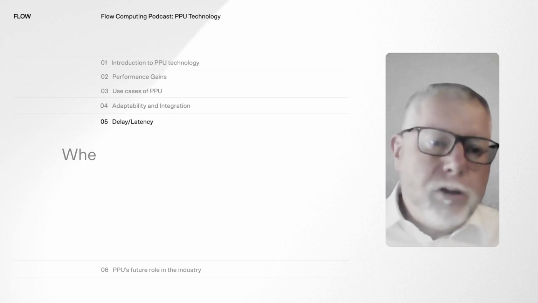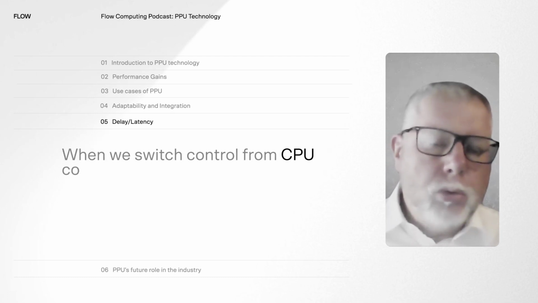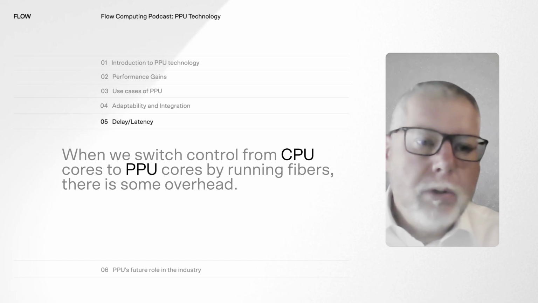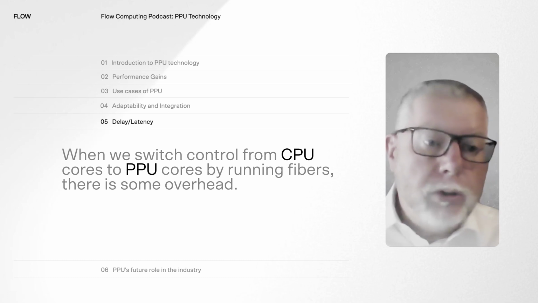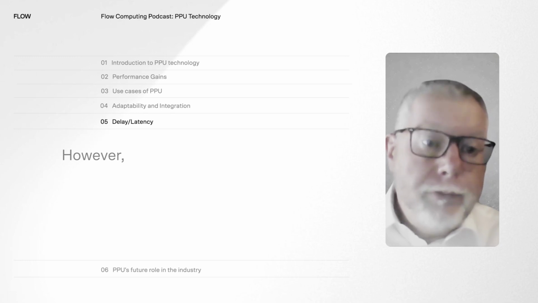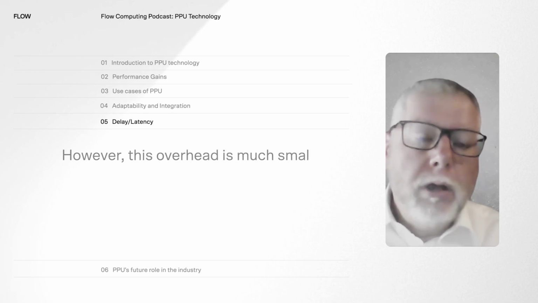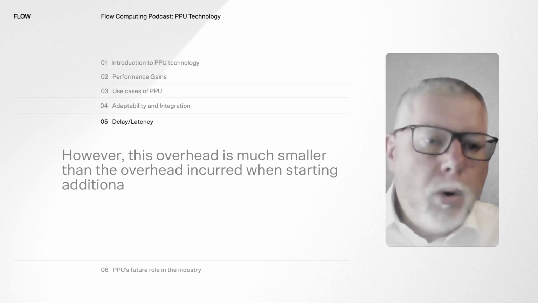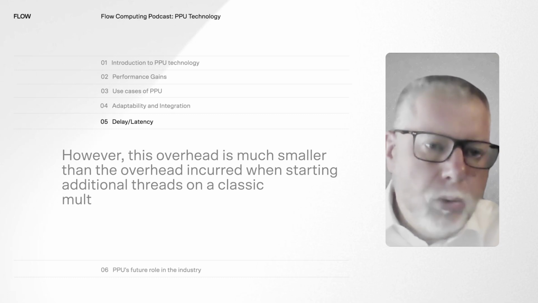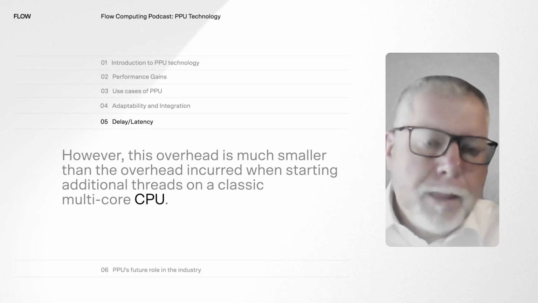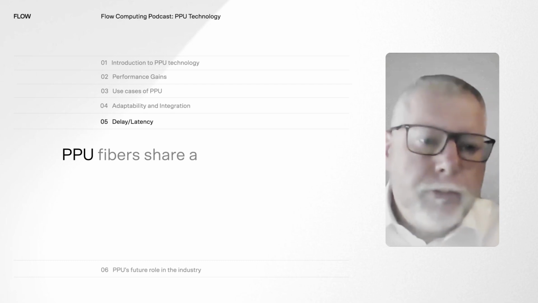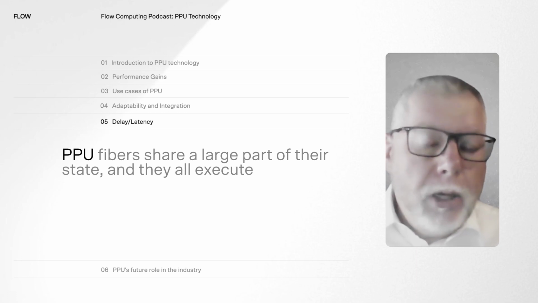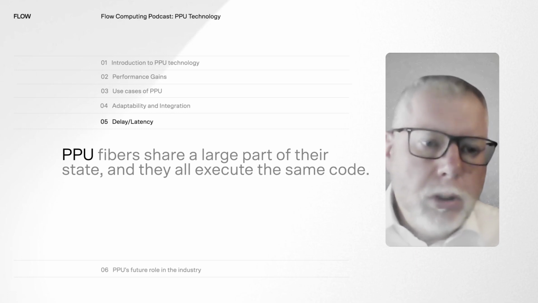So when we switch control from CPU cores to PPU cores by running fibers, there is a certain overhead. However, this overhead is much smaller than the overhead when we start further threads on a classic CPU with multiple cores. The PPU fibers share a large part of their state and they all execute the same code.